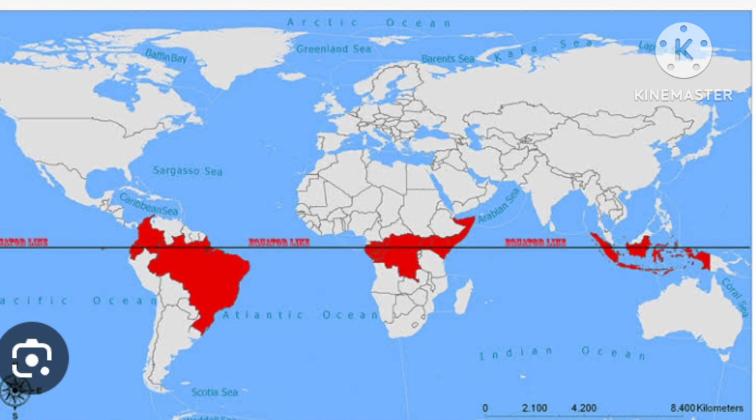So the line which cuts the earth in two equal parts from the center is known as the equator. It is at 0 degrees. India lies in the southeast because it is in the southern part of the equator and at the east of the earth. So it is known as the southeastern part. The south part of the equator is the southern hemisphere, and the north part is the northern hemisphere.